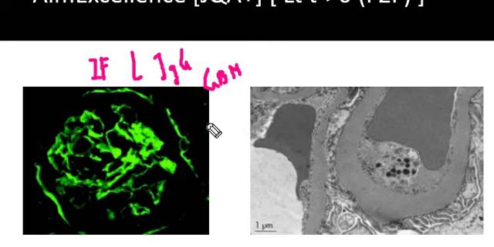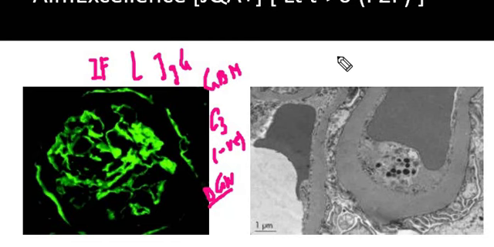And also we have to remember the C3 staining in the glomerular capillary. If it is not present, it is an important negative finding for glomerular nephropathy. So if it is not there, it is a negative finding for diabetic glomerular nephropathy.